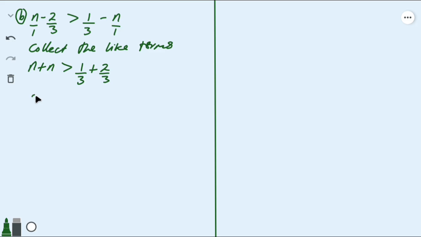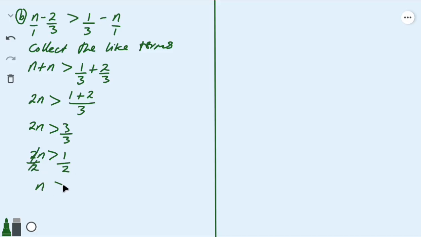n plus n will give us 2n greater than, this is addition of fractions with like denominator. So we say 3 in 3 is 1 plus 3 in 3 is 1, 1 times 2 is 2. So we have 2n greater than 3 over 3. And 3 over 3 will give us 1. So we have 2n greater than 1. Divide both sides by positive 2. We have 2 over 2.